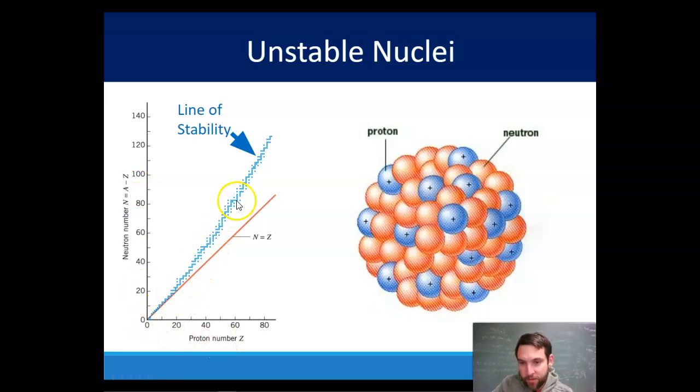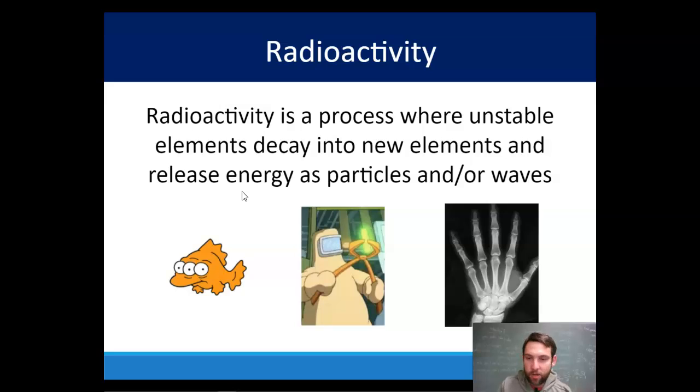this blue line here, this is your line of stability. If it's a 1-to-1 ratio, that means N equals Z. That's the red line here. As you get more neutrons than you have protons, your stability is going to be off. And when you have unstable nuclei, bad things happen, like radioactivity. Radioactivity is a process where unstable elements decay into new elements and release energy as particles and/or waves, waves like light waves.